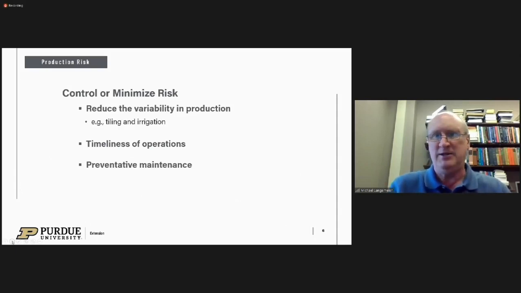And then also preventive maintenance. How many breakdowns do we have in the field? And is there anything we can do to try to reduce these breakdowns?